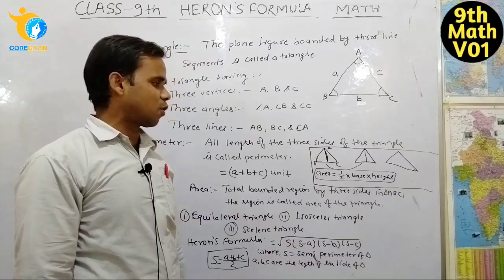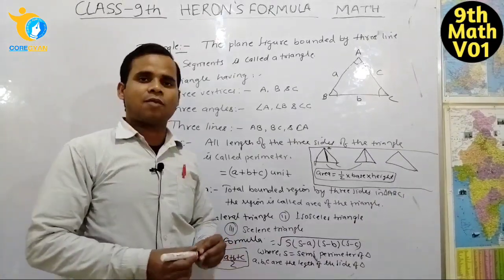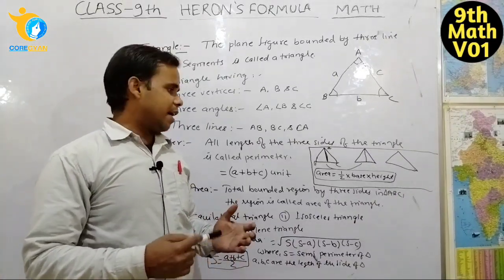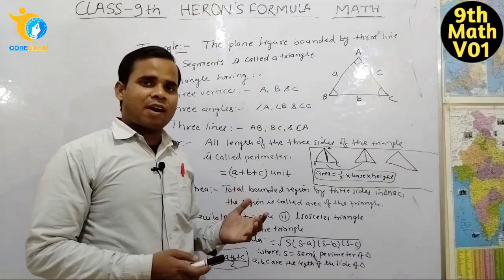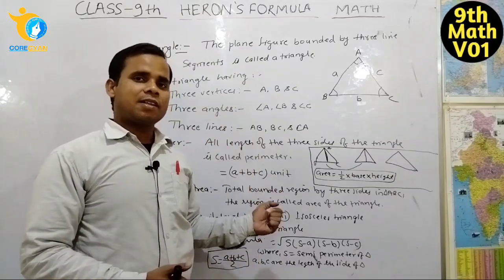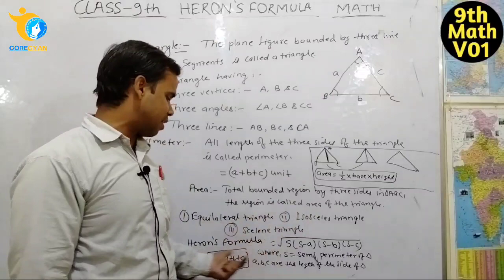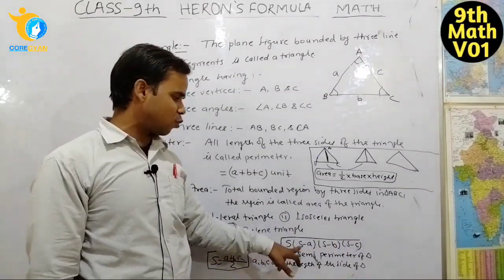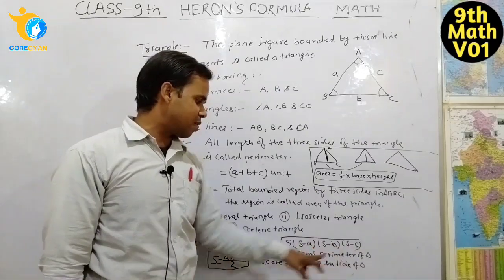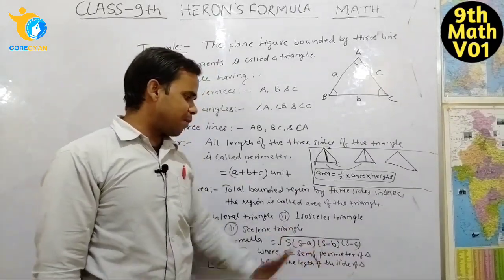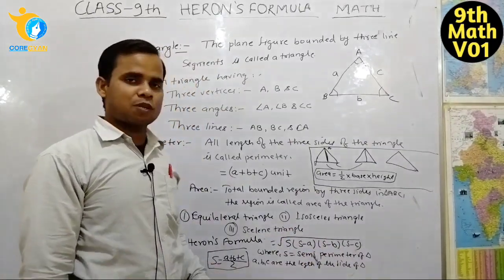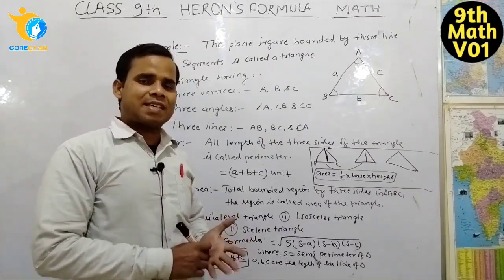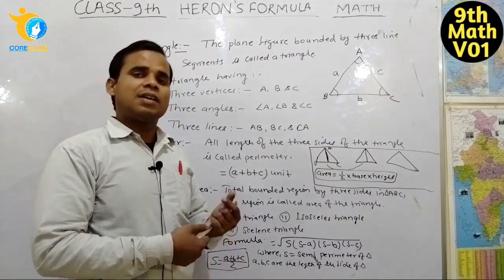According to Heron's formula, we find the area of a scalene triangle, where we cannot find the exact height of the triangle. Heron's formula is root under S into S minus a into S minus b into S minus c, where S is the semi-perimeter of the triangle, and S is a plus b plus c upon 2, where a, b, c are the lengths of the sides of the triangle.